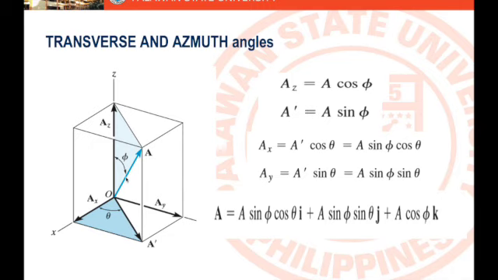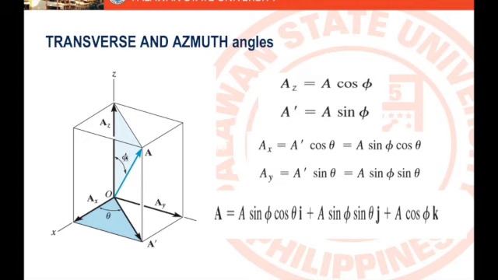Actually, we can really interchange them, but since we're using our reference book, we will follow the reference book. So just remember that the angle theta will be your transverse angle, and the angle phi would be our azimuth angle.